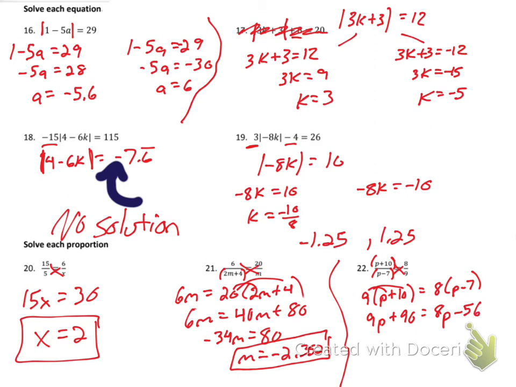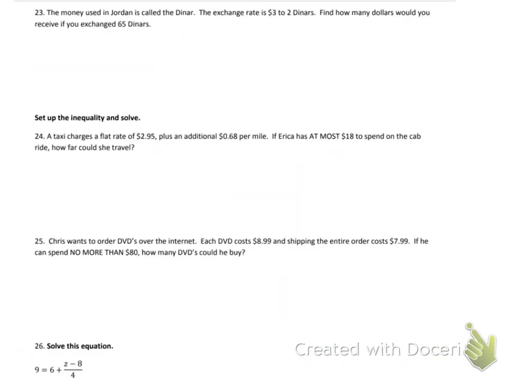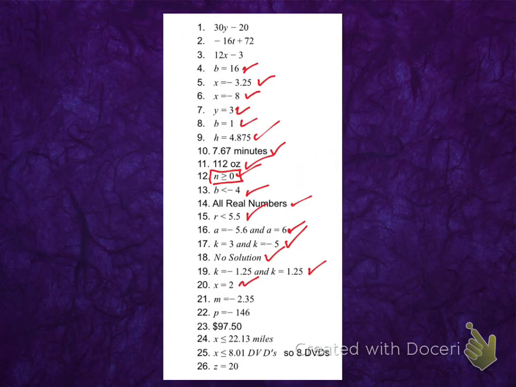Minus 8p on each side, so that'll give me 1p, and then I'm going to minus 90 on each side, so negative 56 minus 90 is going to be equal to negative 146. So that one was right, and that one's right.